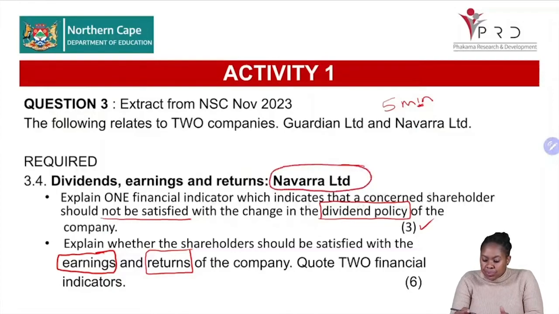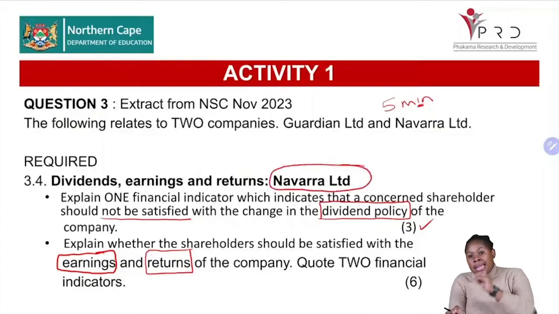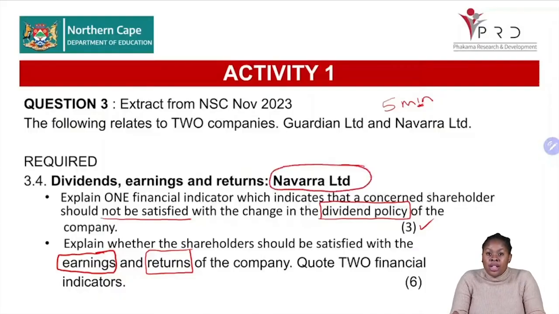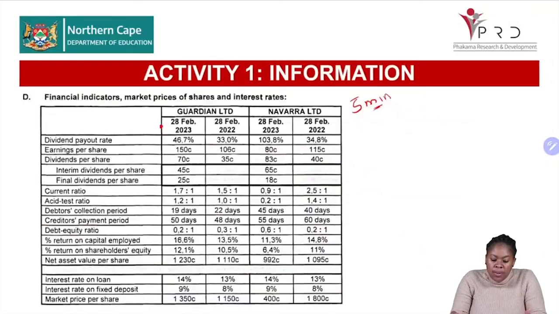Okay. So this question can either be this type of a question, or you can compare the 2. Which dividend policy is better than the other? All right. And what it actually means. Now, moving on to our information. So for Navara Ltd, this is our dividend policy for 2023. It was 103.8. This is the payout rate, the financial indicator that is relative to dividend policy.